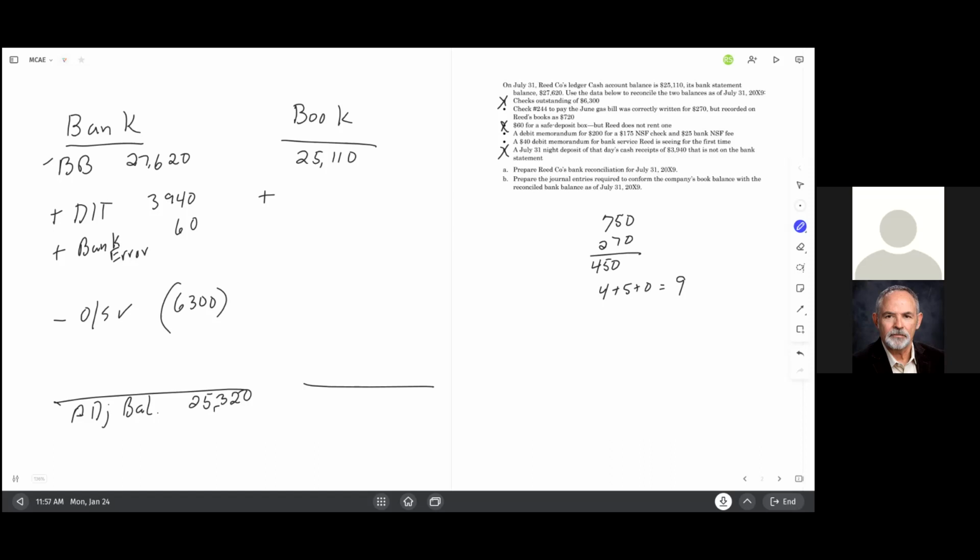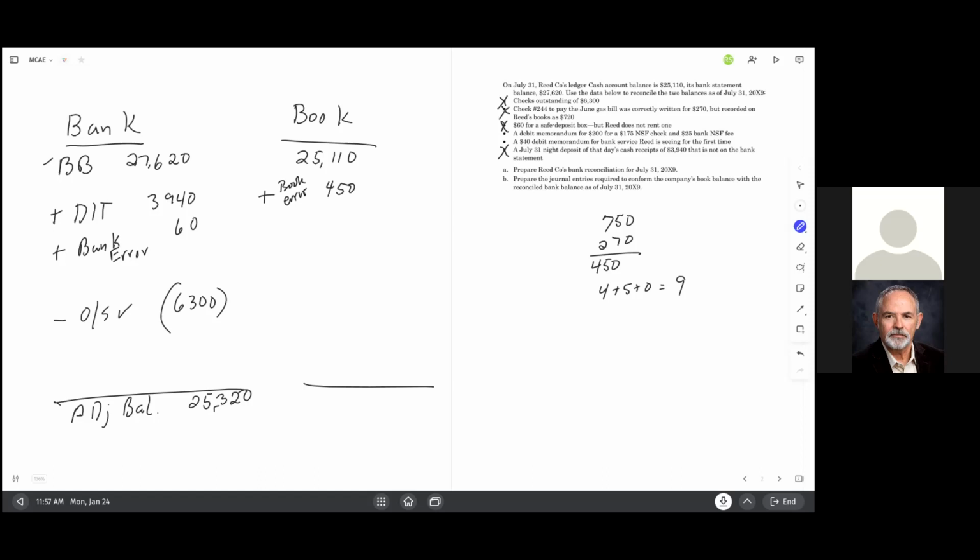Well, we wrote it for 270, but we recorded it at 720. So that means this balance is lower than it should be. So we got to add the $450 here. And this is a book error. All right. So let's mark that off, because once it's used and once we've done it, it's done.